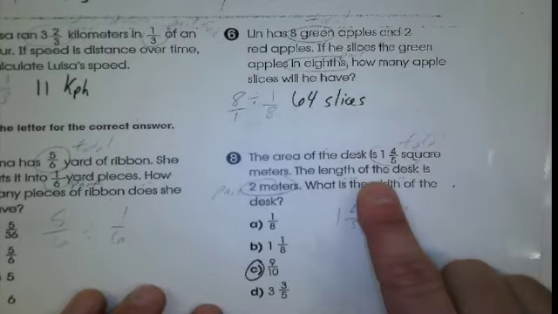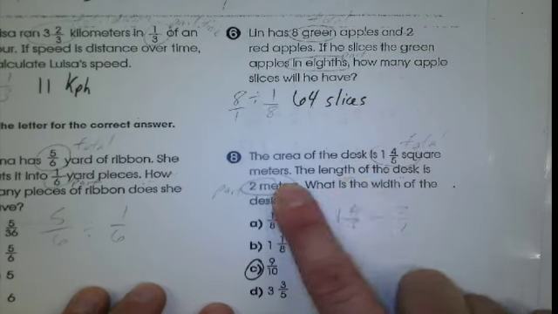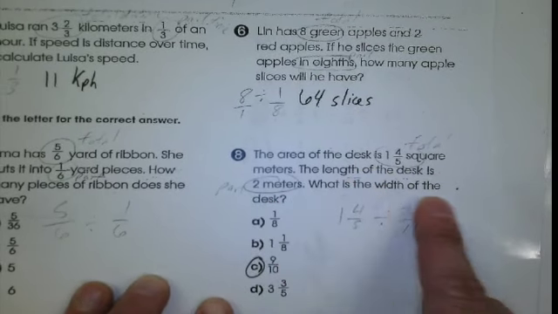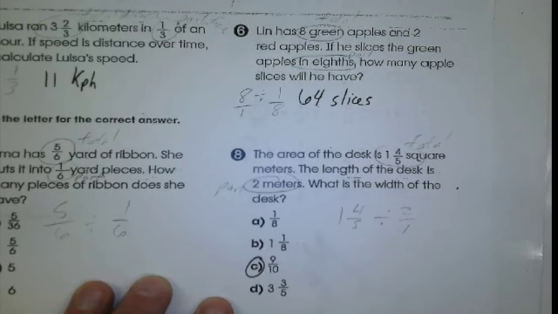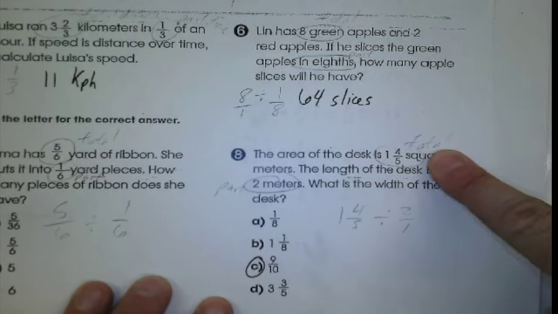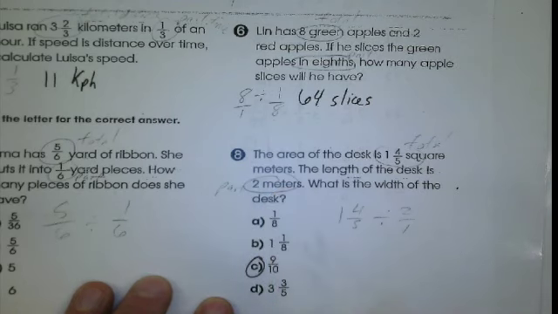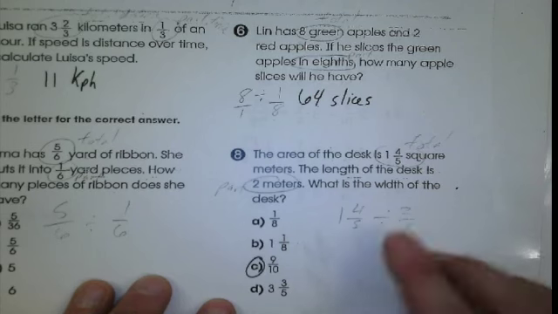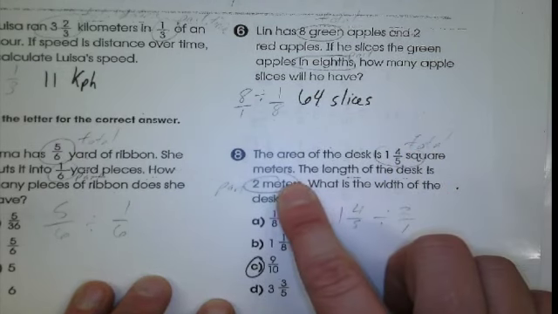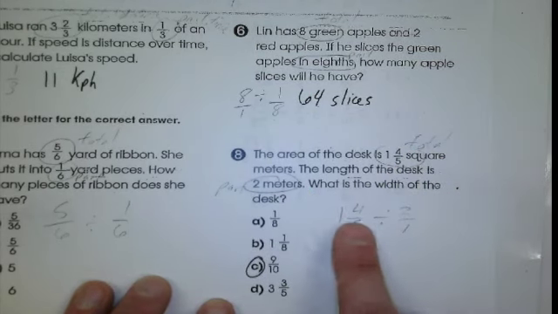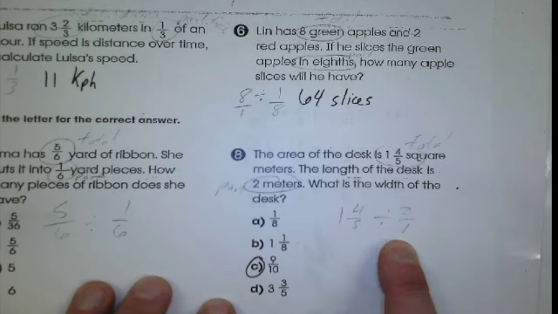The area of the desk is 1 4/5 square meters. The length of the desk is 2 meters. What's the width? Well, if you're thinking about it like the area is your total, if you divide it by the length, then you would be left with the width because length times width would equal area. But if they give you the area, which is your total, divide by 1 part, you're going to get the other part. So 1 4/5 is your total, divide by 2 over 1, which is ending up multiplying by its reciprocal, and you get 9/10.